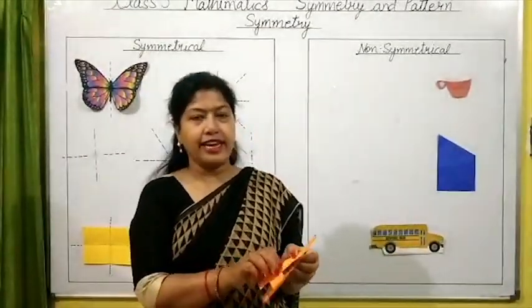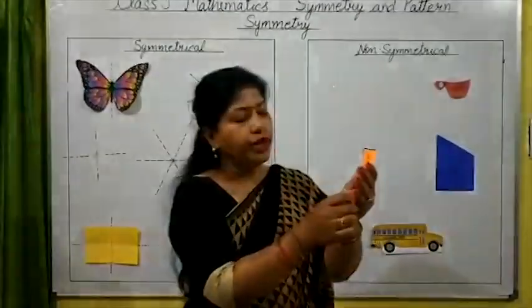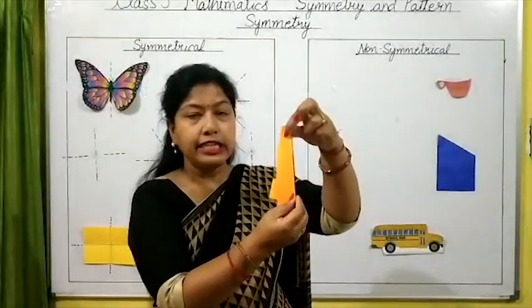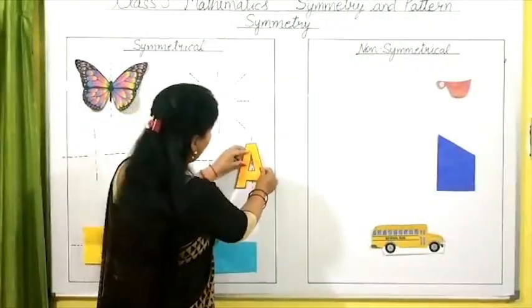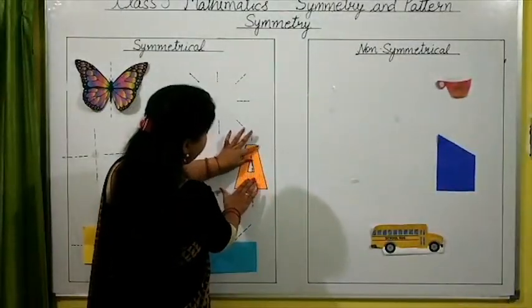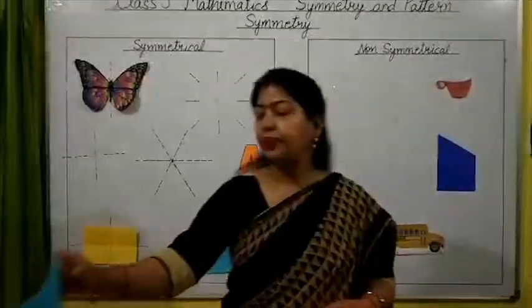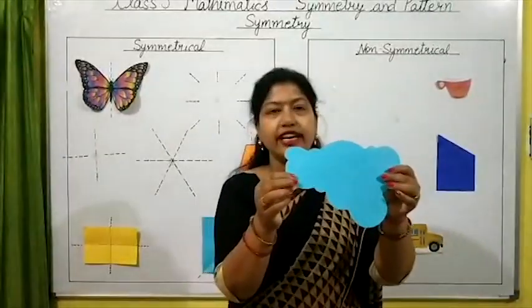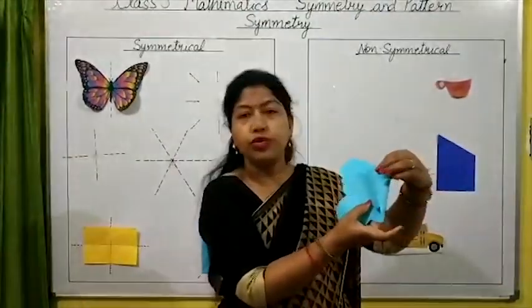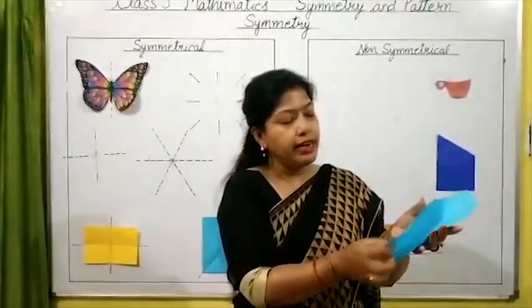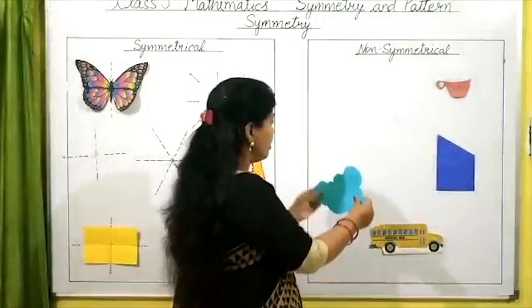This is the letter A. This letter A has symmetry. When we fold it vertically, both the parts match each other. So letter A has symmetry and it has one line of symmetry. Now taking another shape, a cloud. Let's check it. Is it symmetrical or not? I am folding, and both the parts do not cover each other. By folding it in another way, again both the parts do not match each other. So this is not symmetrical.